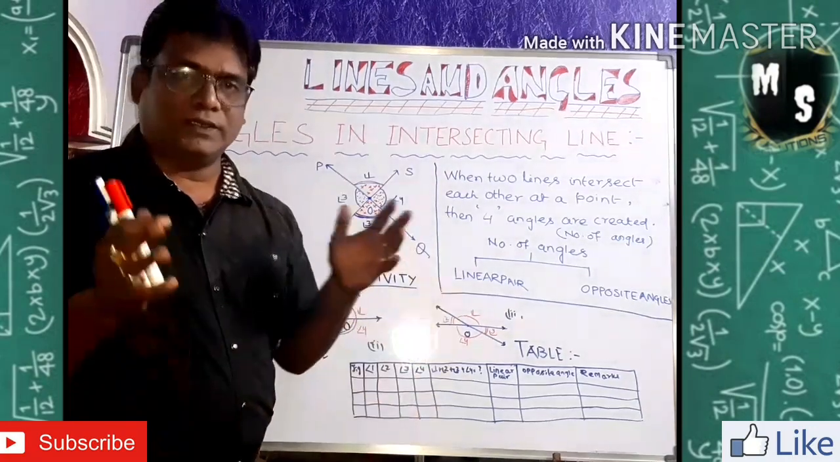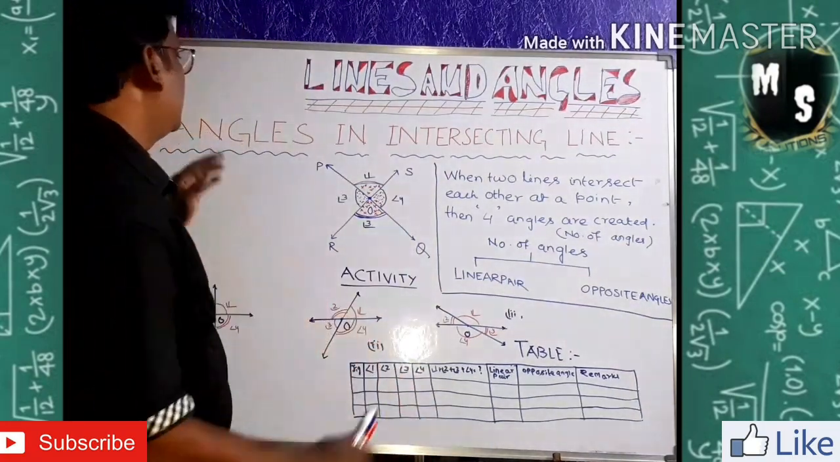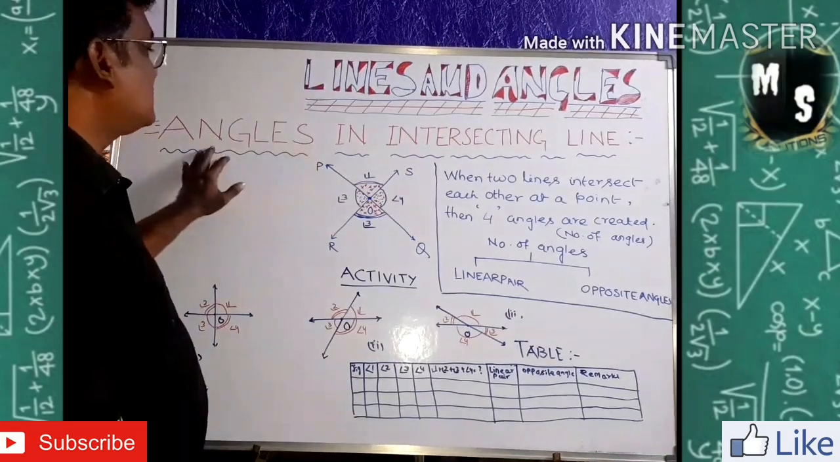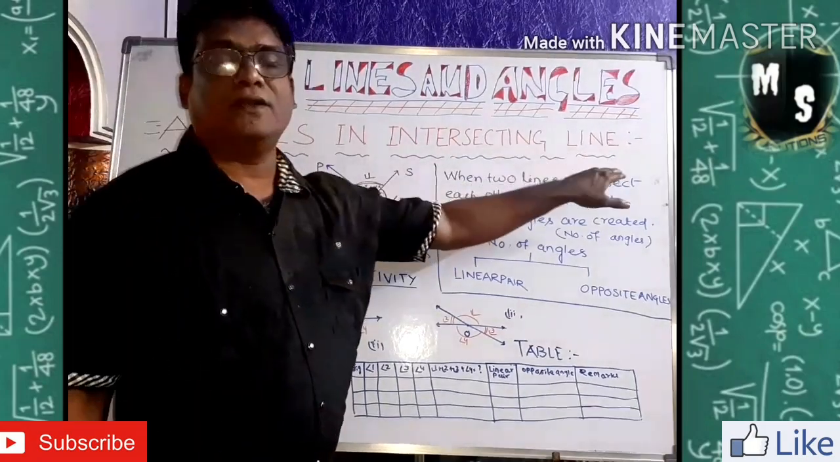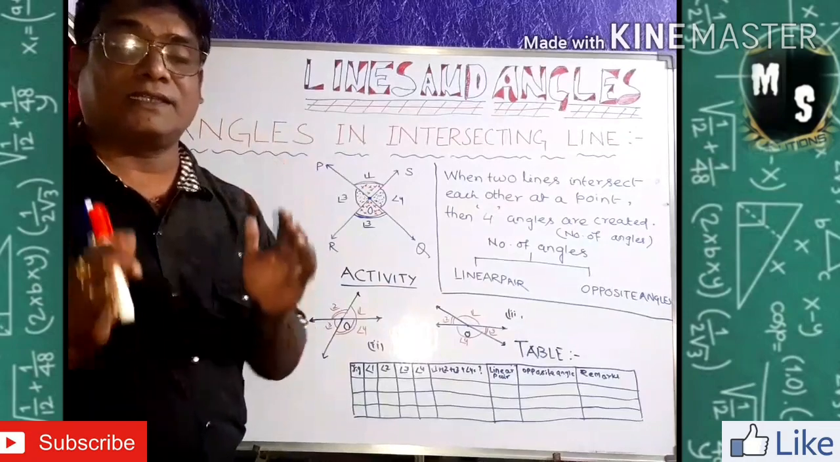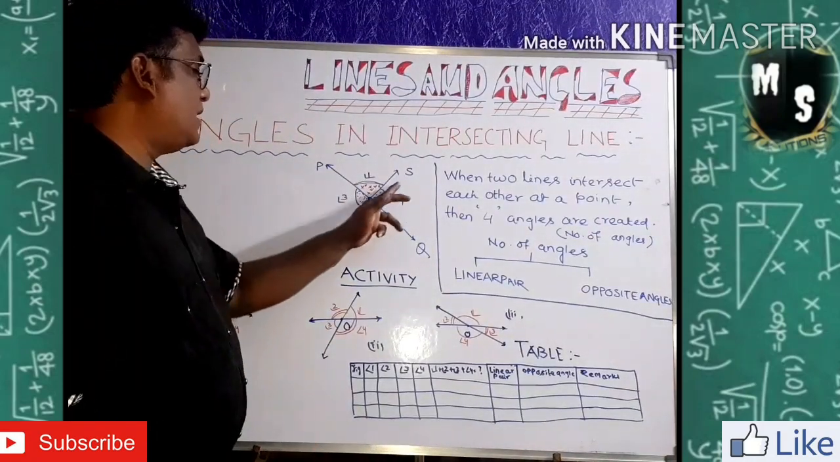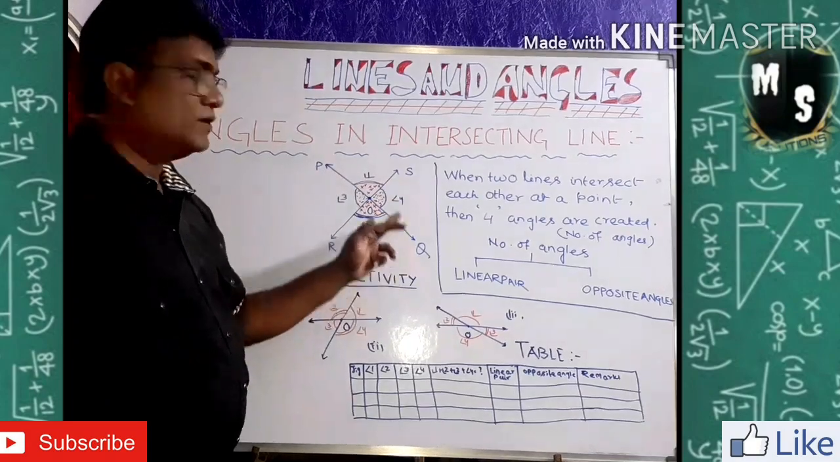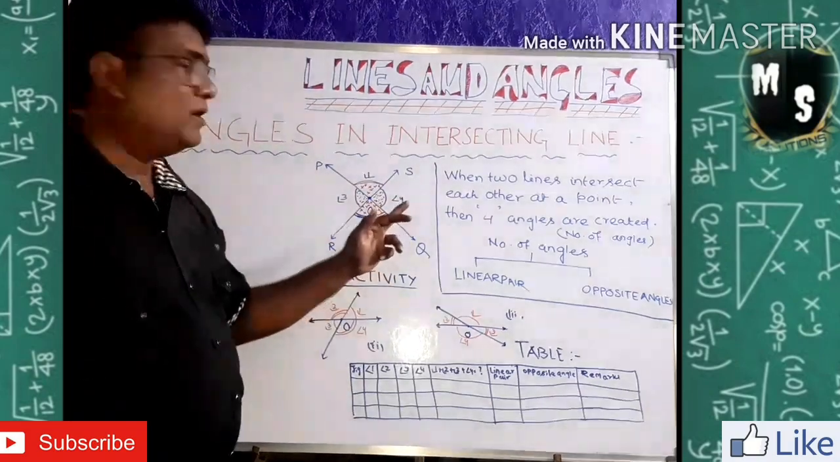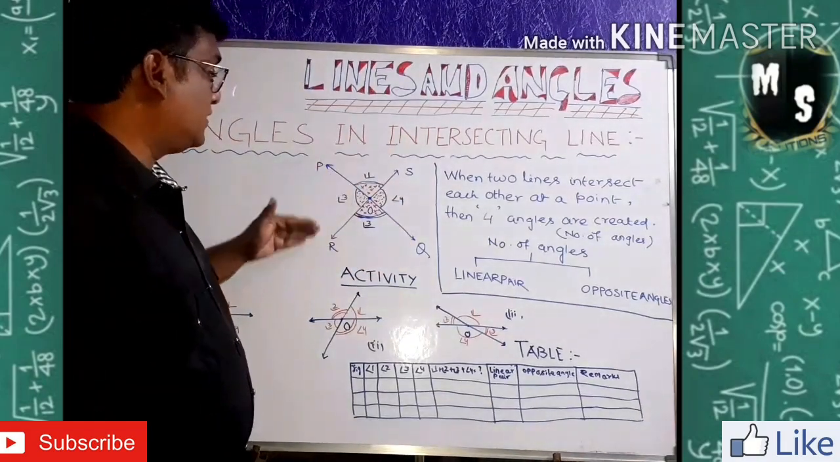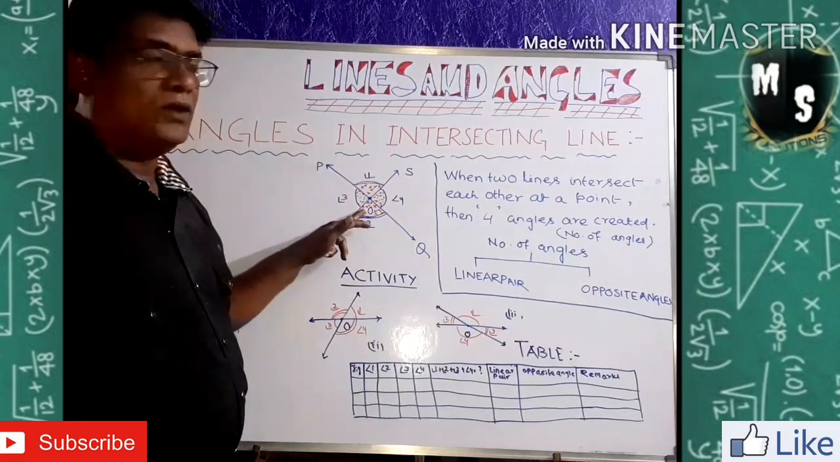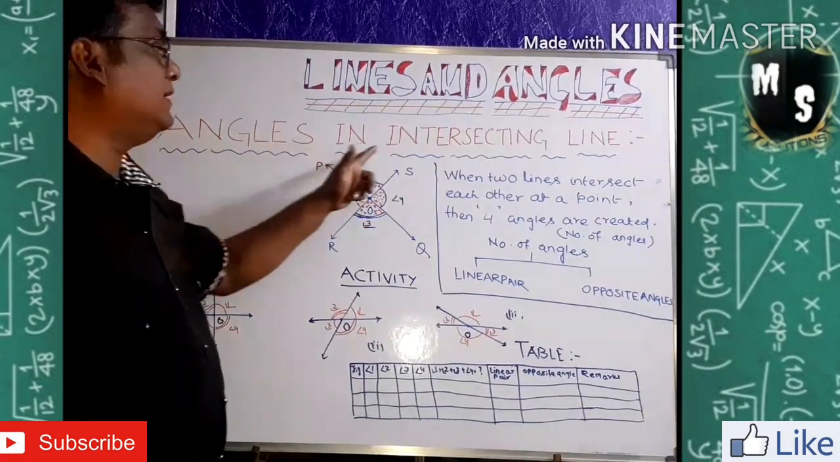Now you come to the next part. What is the next part? The next part is the heading angles in intersecting lines. That means when two lines, here one line is RS, another line is PQ, so PQ line and RS line are intersecting each other at point O. So that is the heading, angles in intersecting lines.